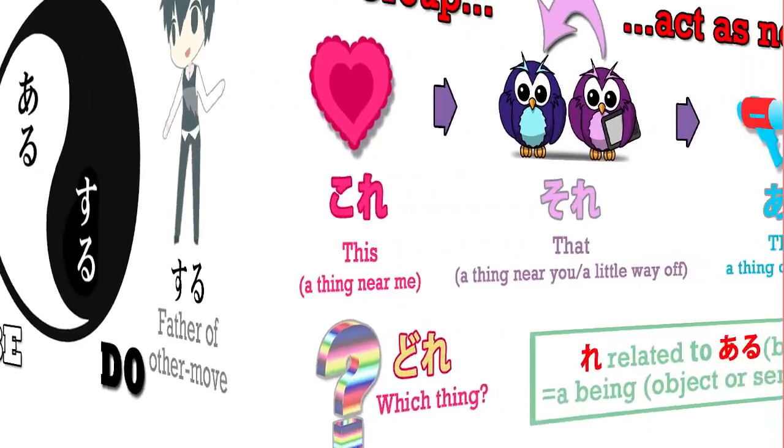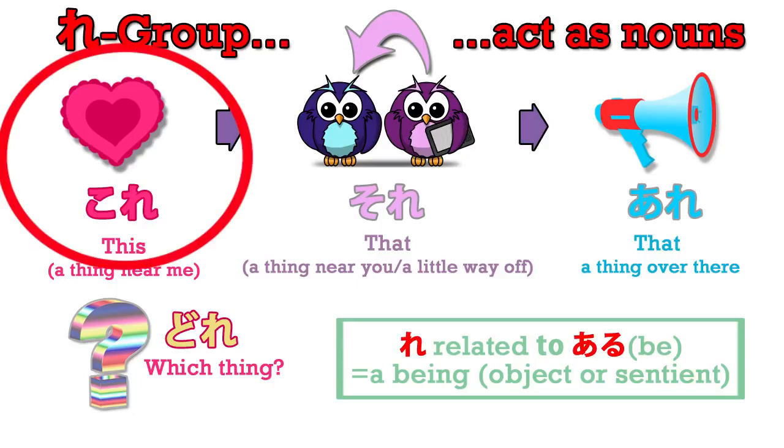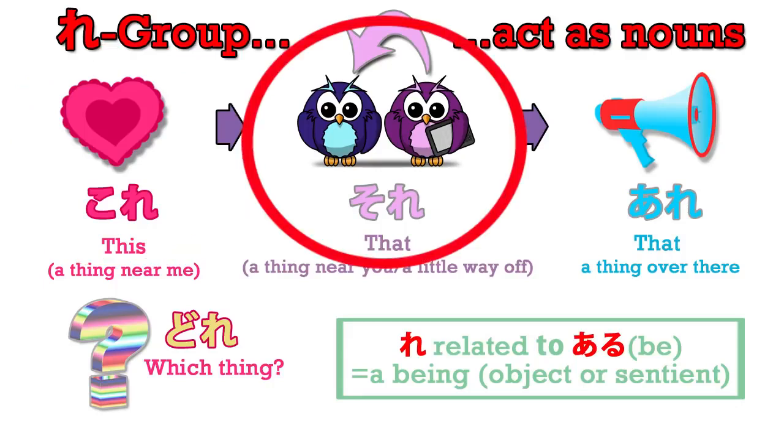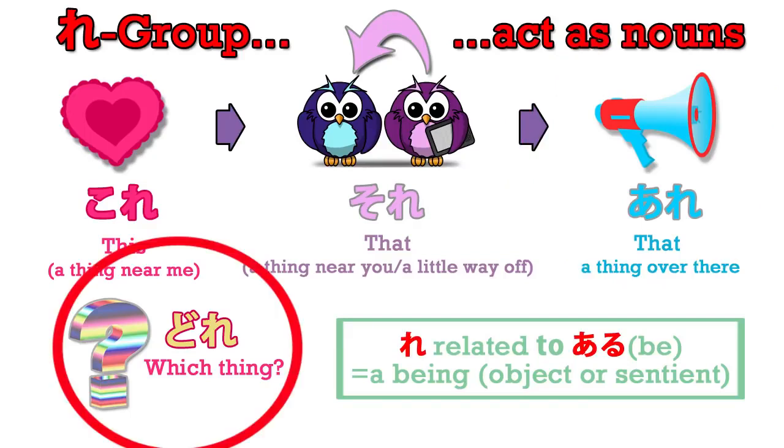This re means a being. When we say a being, in English we usually mean a sentient being, an animal or a person or something, but this means any kind of a being, anything that exists. So, kore means this thing, this being. Sore means that thing, that being. Are means that thing over there, that being over there. And dore means which being, what being.